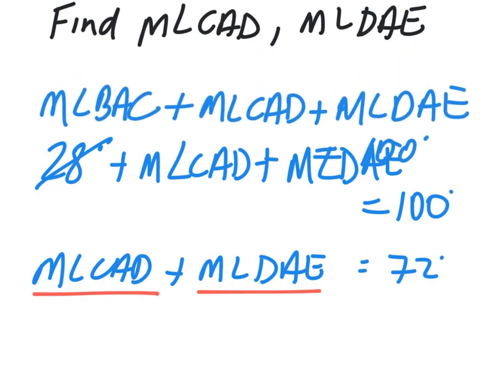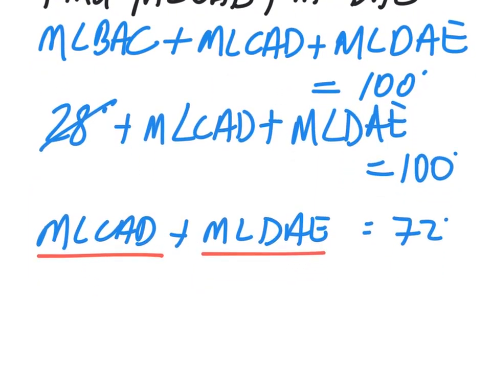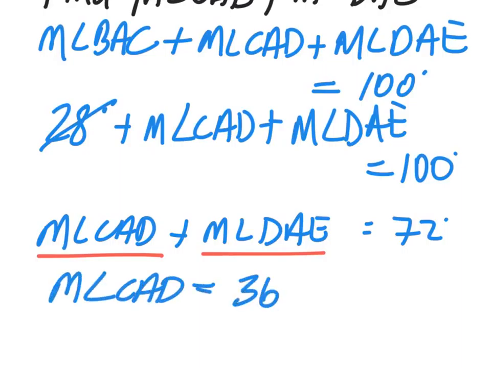I'll just write it down really quickly. So because of that, the measure of the angle CAD equals 36 degrees, and also the measure of the angle DAE is 36 degrees. Okay, and we're done with that. So that's level 2. That's what level 2 looks like. It's pretty straightforward.